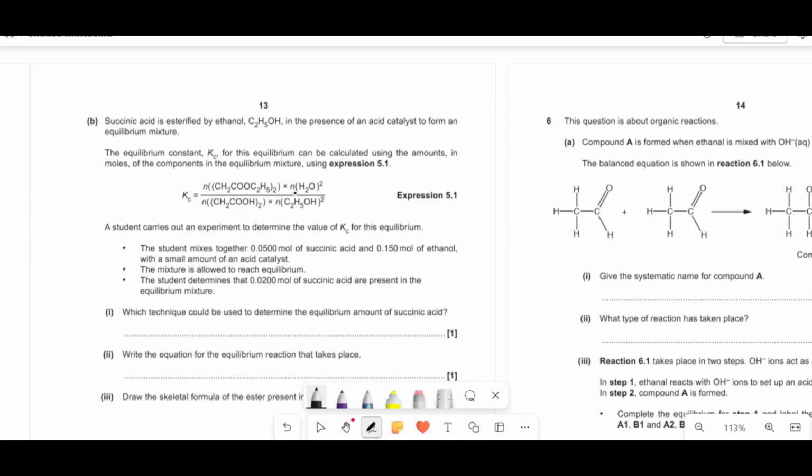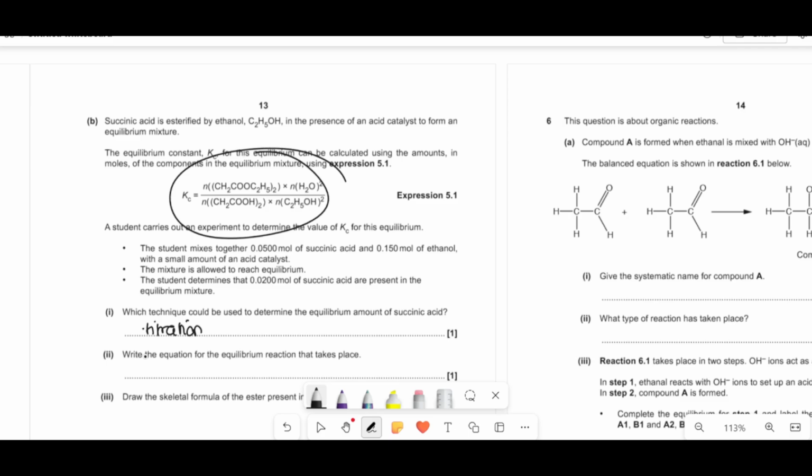So what technique could they use to figure out how many moles of this stuff there is? So you need to find the moles of some mysterious thing, right? We can do that using the moles of something else, because we'll know what that something else is. So it's titration. Titration, the entire point is finding out the concentration, moles, or volume of some other mysterious thing using a known amount. Then it says write the equation for the equilibrium reaction that takes place, right?